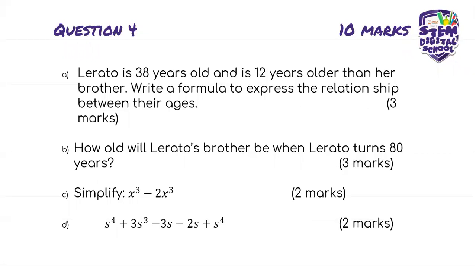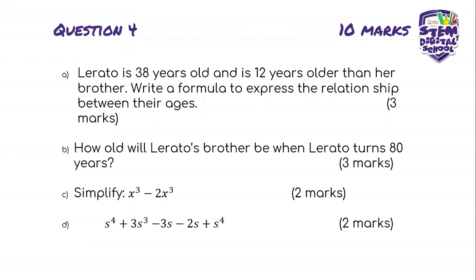So if you want to calculate, I see Unkabet has already calculated together with Pulani. Pulani says 80 minus 26 is 54. And then Unkabet says 80 minus 12 is 68. So can we entertain the two answers? Pulani's answer is 54, and then Unkabet's answer is 68. We are talking about B now. How old will Lerato's brother be when Lerato turns 80? So who is correct? Is it Pulani or Unkabet?